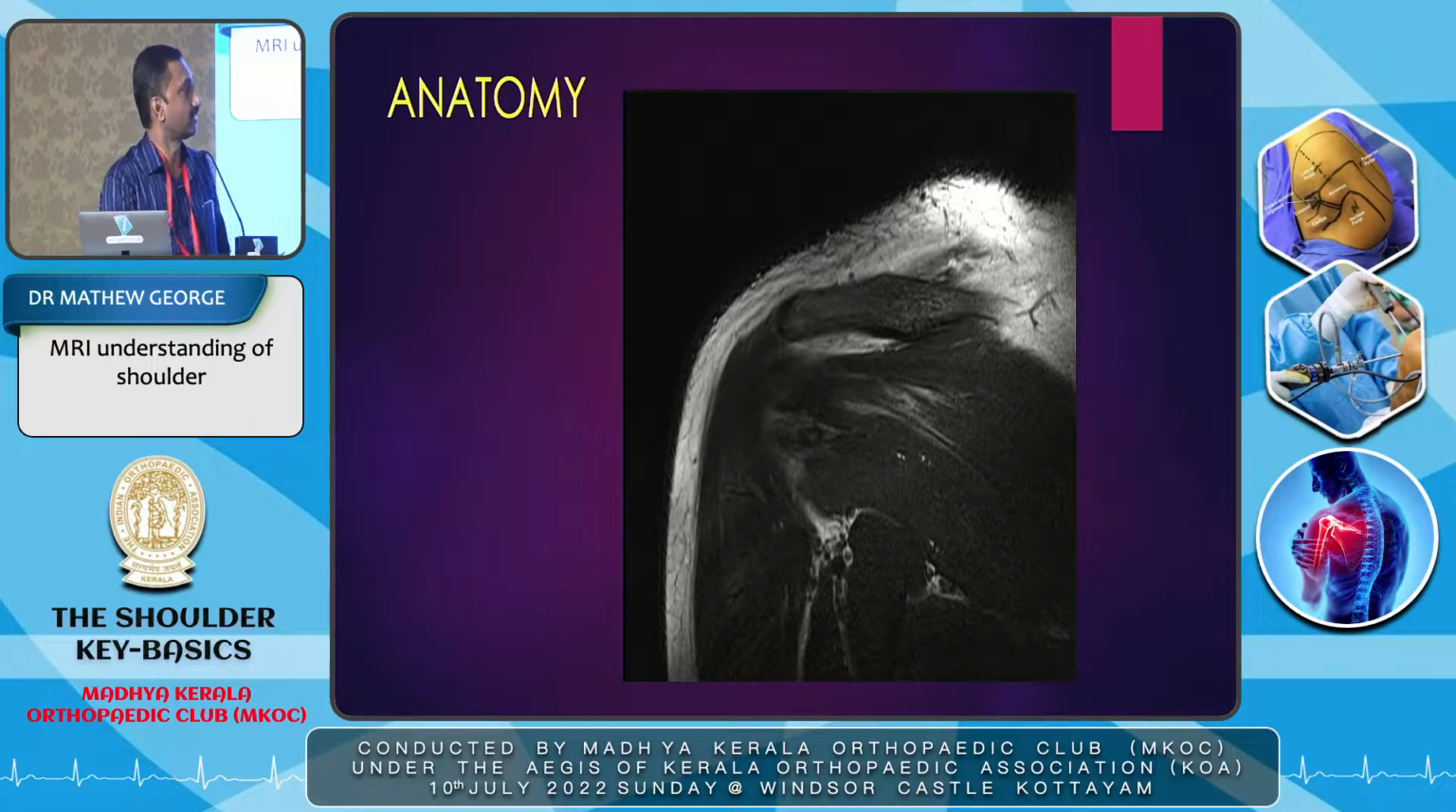Okay. So then the last, as you go more posteriorly, you can see the spine of the scapula, and just inferior to the spine of the scapula, you have this muscle there. The muscle bulk is because of the infraspinatus, and even lower is the teres minor muscle. So this is just the coronal anatomy.